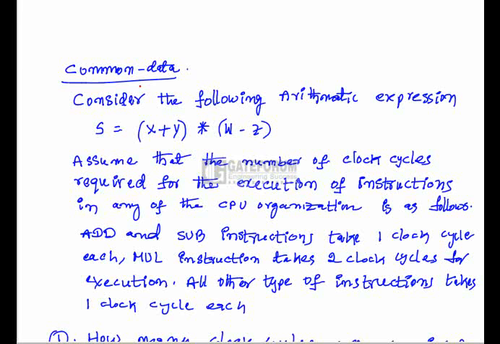Here there is a common data question. The data given is, consider the following arithmetic expression: S is equal to x plus y into w minus z. Assume that the number of clock cycles required for the execution of instructions in any of the CPU organizations is as follows. Add and subtraction instructions take 1 clock cycle each. A multiplication instruction takes 2 clock cycles each for execution. All other types of instructions take 1 clock cycle each.